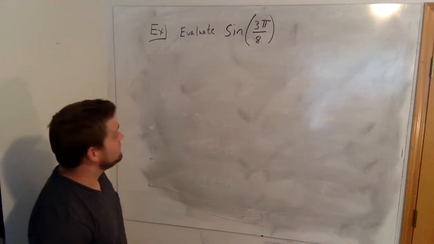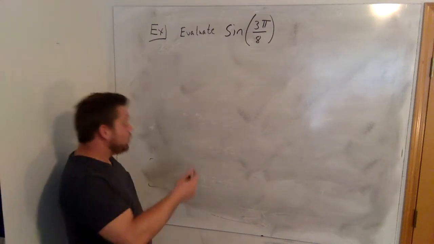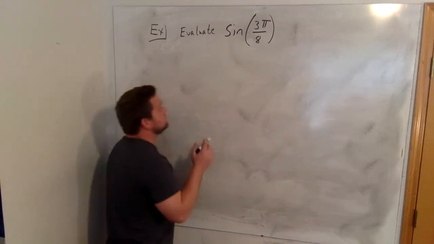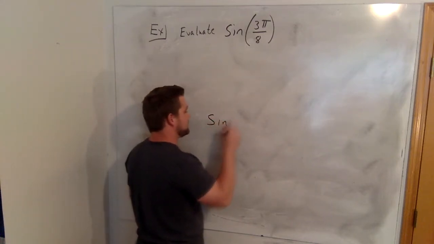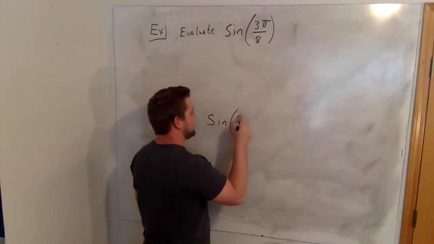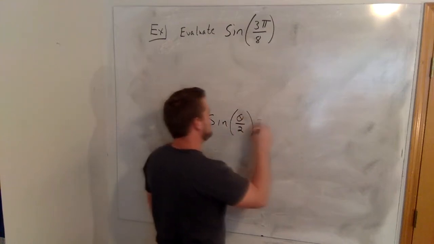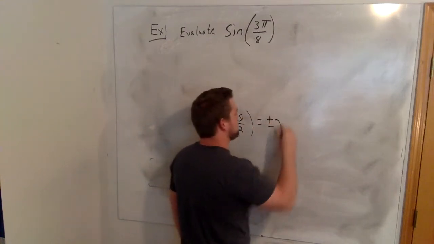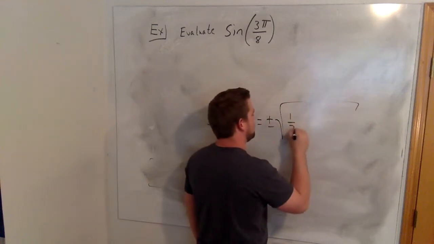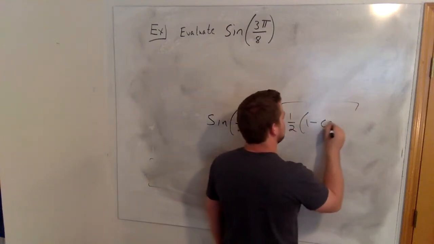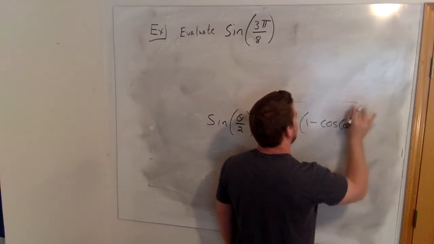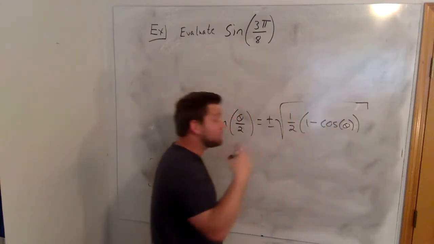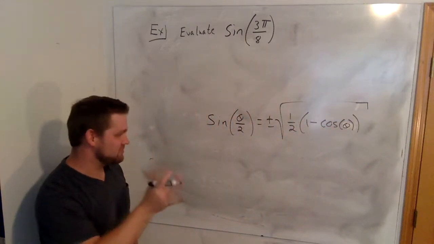Okay, let's do it. Since we're using the half angle formulas, we'd like to think about somehow using sine of theta over 2, which is plus or minus the square root of 1/2 times 1 minus the cosine of theta. When I'm writing these formulas down, I'm remembering that we got these from the power reducing formulas.